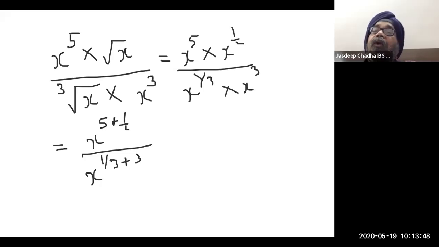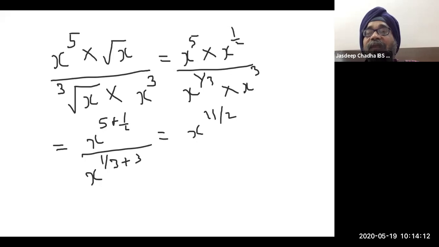Okay. So now let's solve this. Now the numerator is x to the power 5 plus half. When we add 5 plus 1 by 2, it will be x to the power 11 by 2, correct? Tell me yes or no.